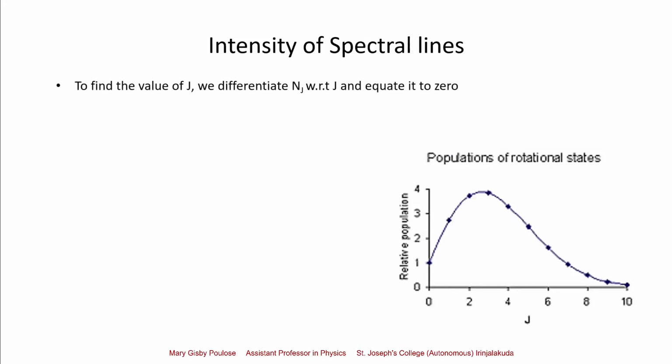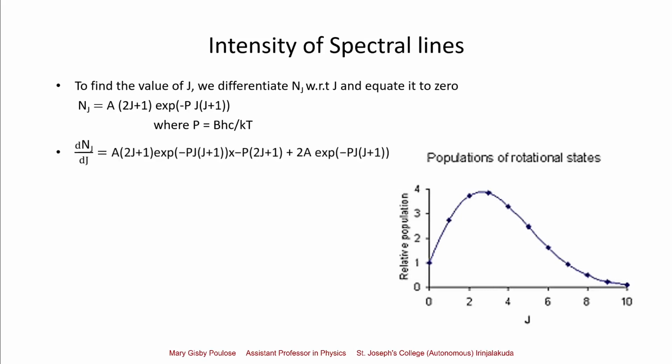Now, to find the particular value of J, we differentiate Nj with respect to J and equate it to 0. We do this because according to this curve, the slope is 0 at the peak. Hence, the derivative will be 0 there. So, taking the expression for Nj, Nj is equal to A into 2J plus 1 into e raised to minus pJ into J plus 1, where p is equal to Bhc by kT.